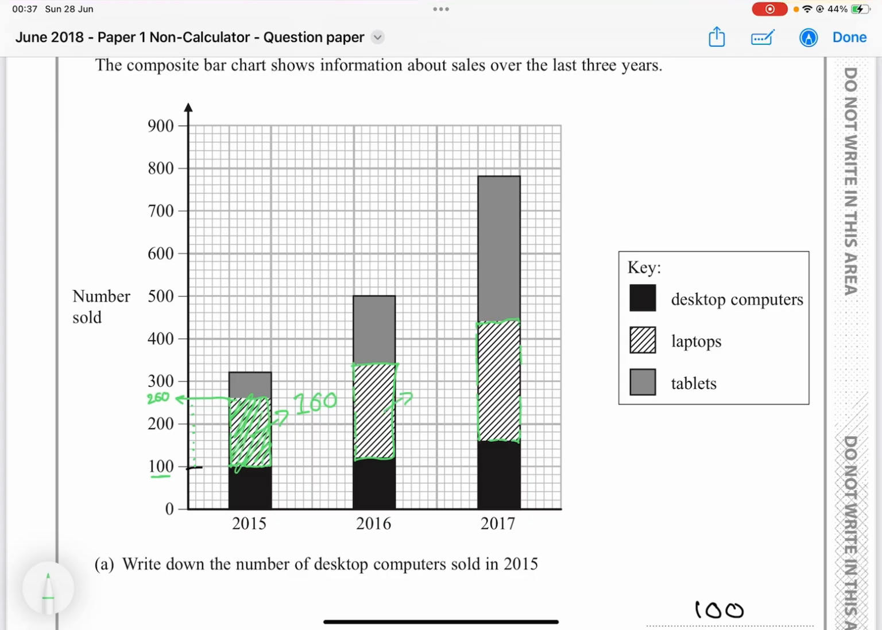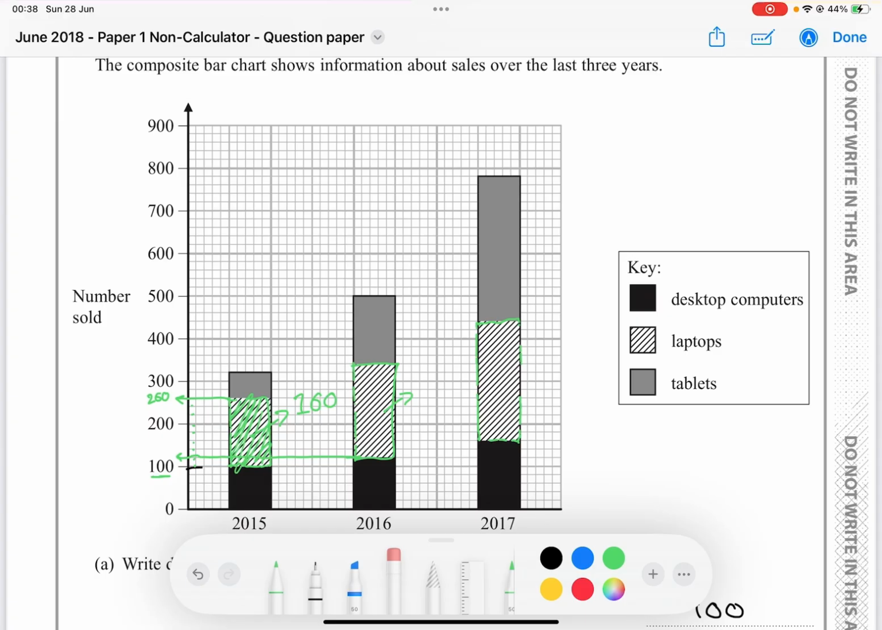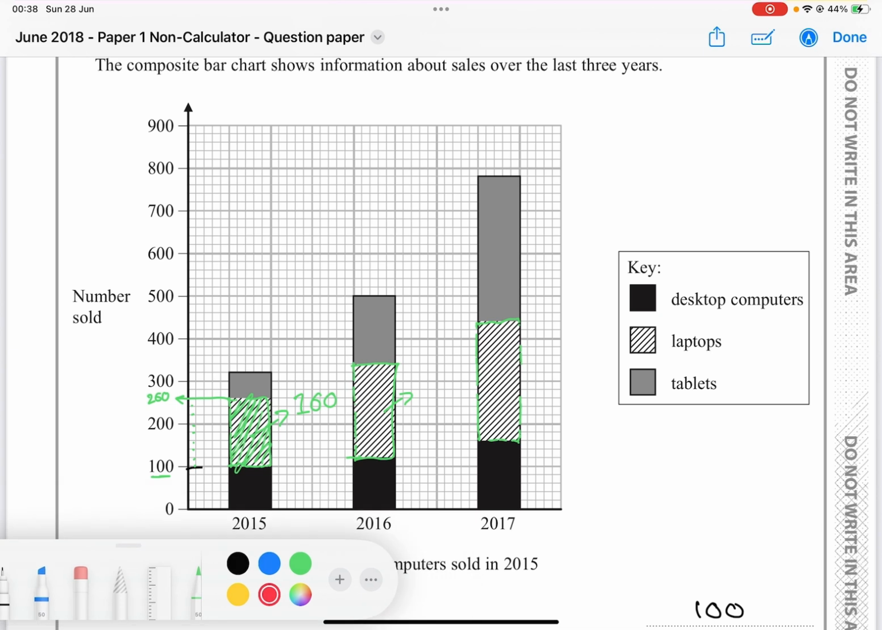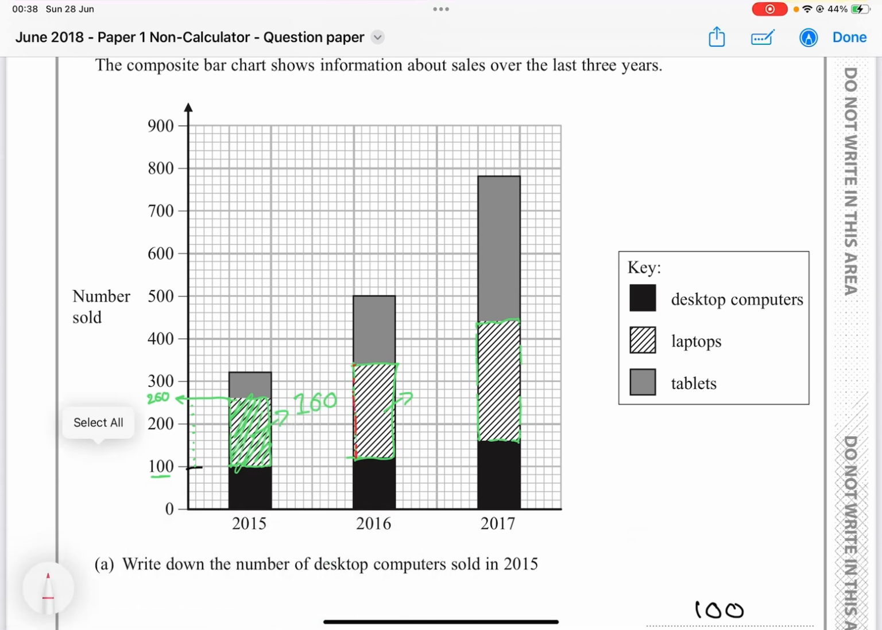We can work out what this bit is. This bit goes from here. Let me actually do this in a completely different color, so it's a lot more visible. So I'll do this in red. So this is 120, and it stops at 340. So we can do 340 minus 120, which is 220. So that bar over there is 220.